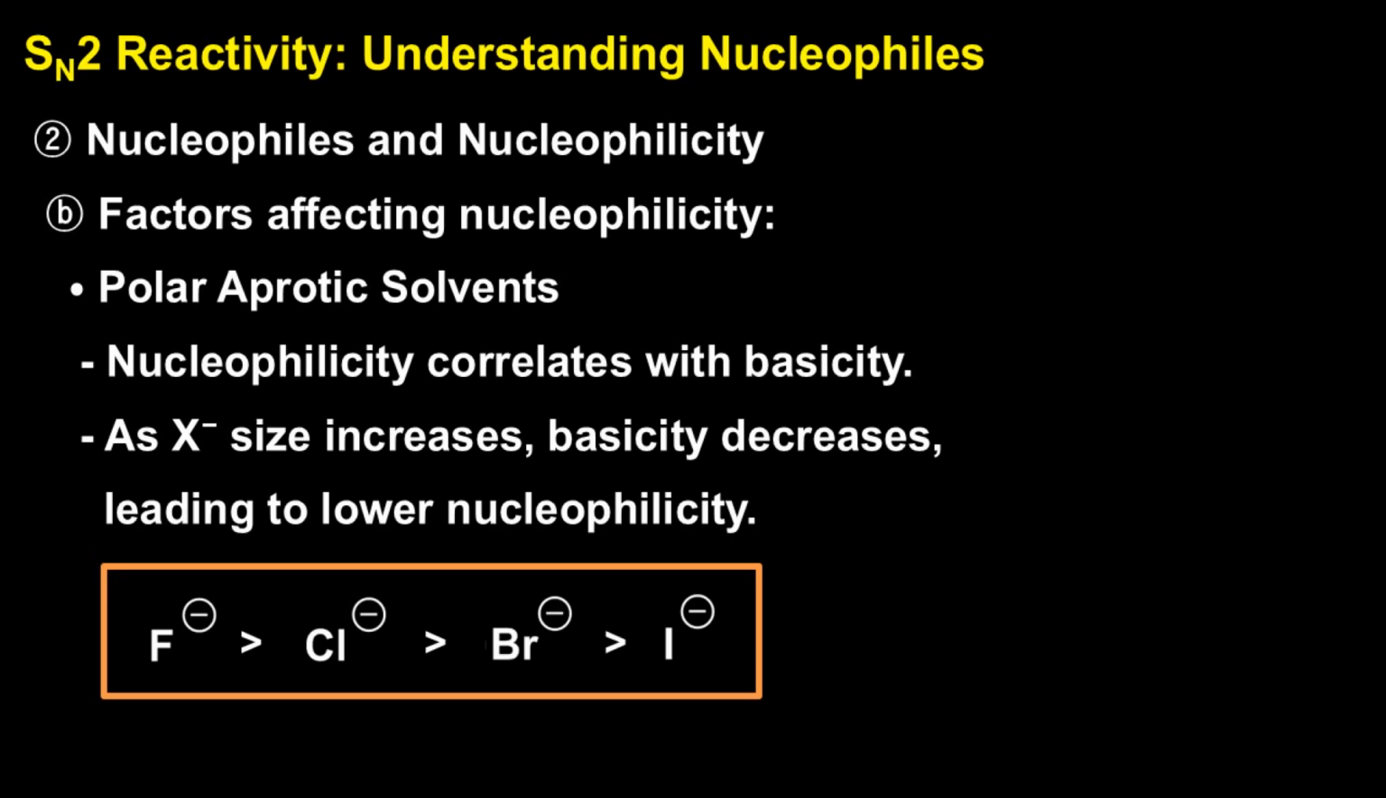Now here's something interesting. In polar aprotic solvents, nucleophilicity actually follows basicity. Smaller anions are stronger bases, and here, that makes them stronger nucleophiles too, so the order flips. Fluoride becomes the most nucleophilic, followed by chloride, then bromide. And iodide? It's the weakest in this case. Why? Because polar aprotic solvents don't stabilize the nucleophile. They leave it exposed, free to act on its own. So in this kind of environment, the stronger the base, the stronger the nucleophile.